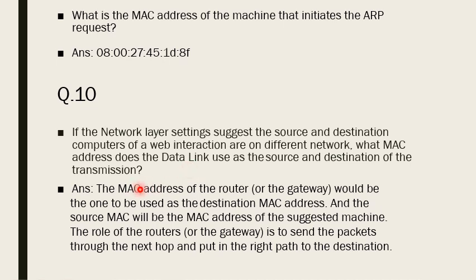First of all, the MAC address of the router or the gateway would be used as the destination MAC address, and the source MAC address will be the MAC address of the sending machine. The role of the router is to send the packets through the next hop and put them on the right path to the destination. Remember our discussion on the data link layer: the job of the MAC address is to have the information of the next hop only. It only knows the address of the next MAC address in its neighborhood. After that, it doesn't have that information. It goes node by node.